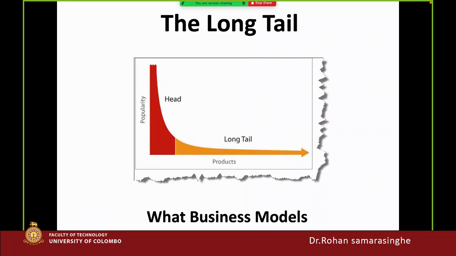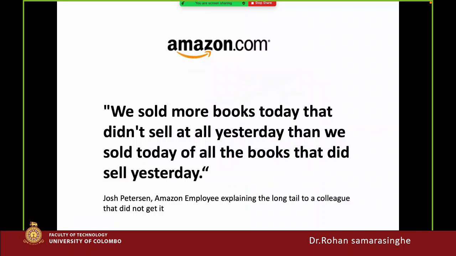What is the business model enabled? Actually, Amazon.com. So, you can see the Amazon logo, there is an arrow from A to Z. That means they are going to sell everything. We sold more books today that didn't sell yesterday than we sold today of all books that did sell yesterday.